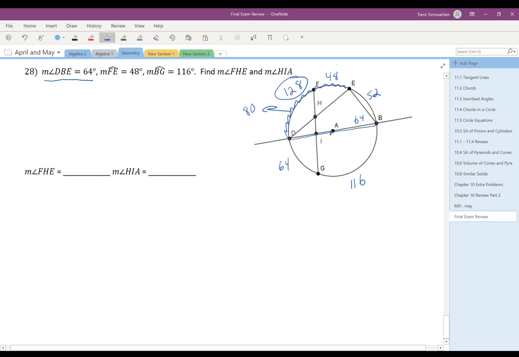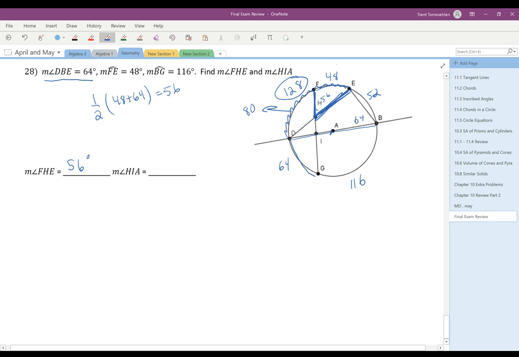All right, you want to find out what angle FHE is, so this angle right here. Well, it's going to be the average, 1/2, of the two arcs, FE and DG, that are between it. So 1/2 times 48 plus 64. Adding those together, you get 112, so half of that is 56. So FHE is 56 degrees.